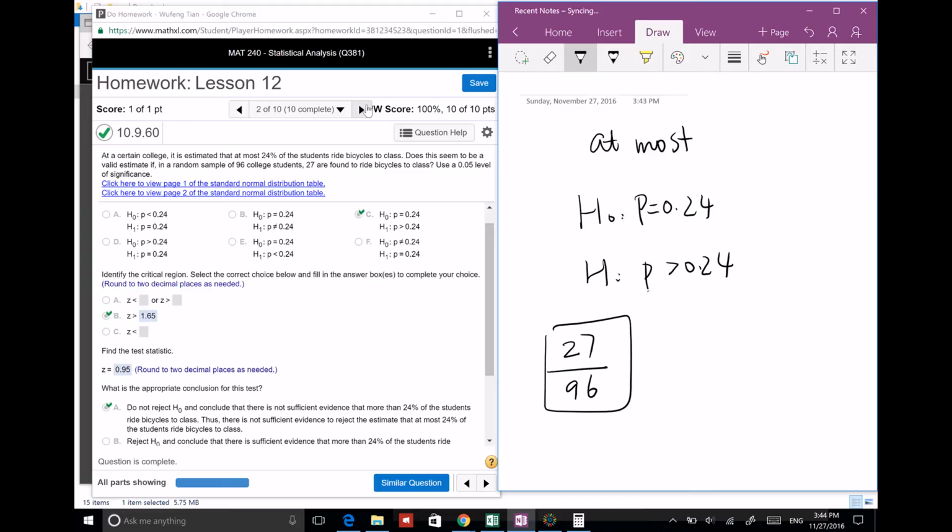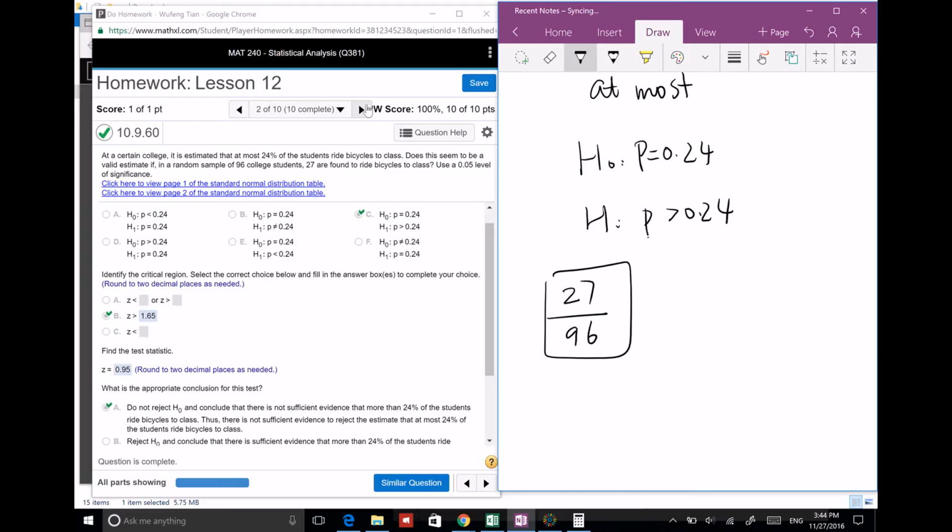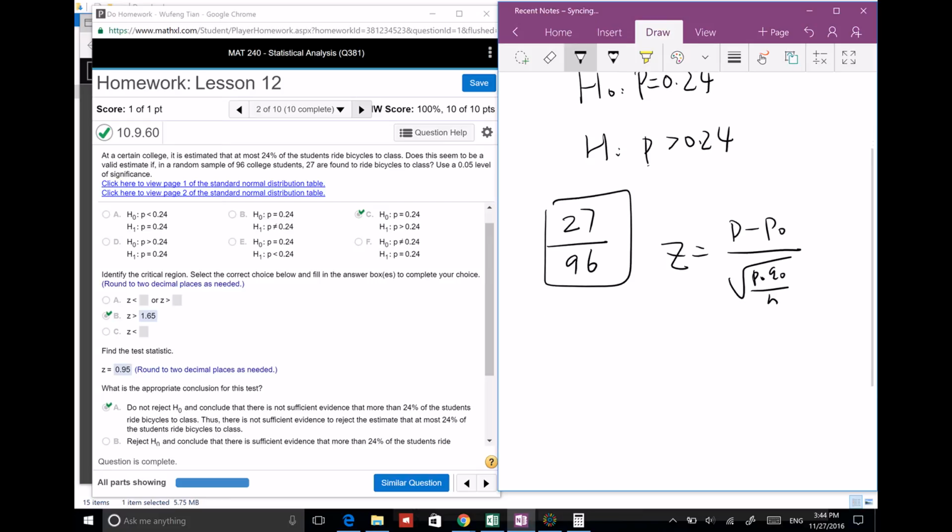This is a large sample. A large sample is going to be a normal distribution, so I use z equals p-hat minus p0 over the square root of p0 q0 over n. Basically z equals 27 over 96 minus 0.24, over the square root of 0.24 times 0.76 over 96, and we find the z-score, which is 0.95.